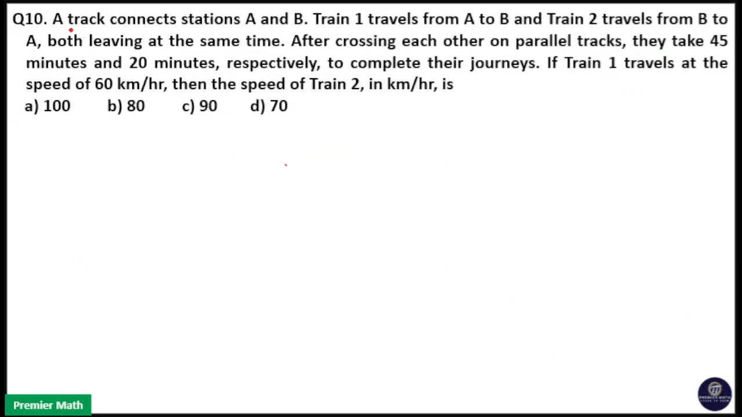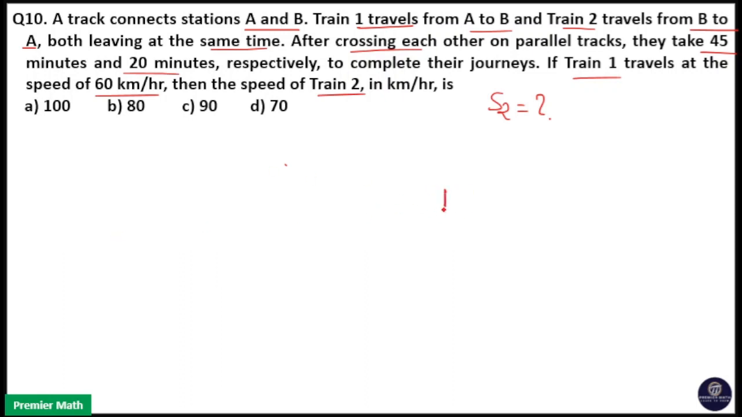Next is question number 10. A track connects stations A and B. Train 1 travels from A to B and train 2 travels from B to A, both leaving at the same time. After crossing each other on parallel tracks, they take 45 minutes and 20 minutes respectively to complete their journeys. If train 1 travels at the speed of 60 km per hour, then the speed of train 2 in km per hour is? So we need to find the speed of train 2 here.